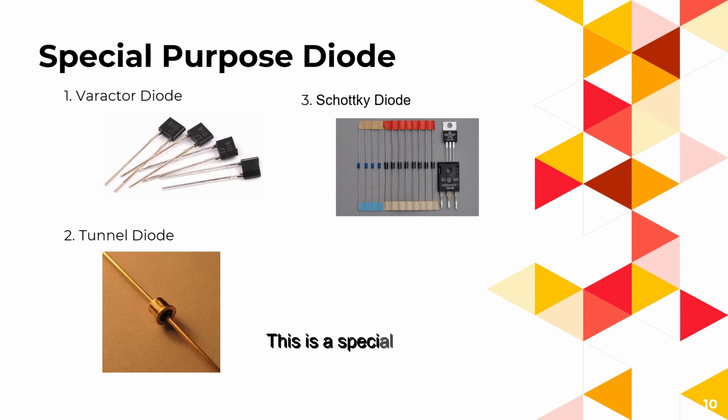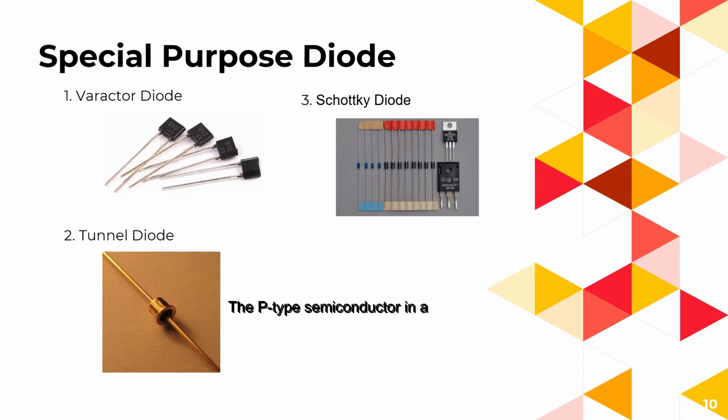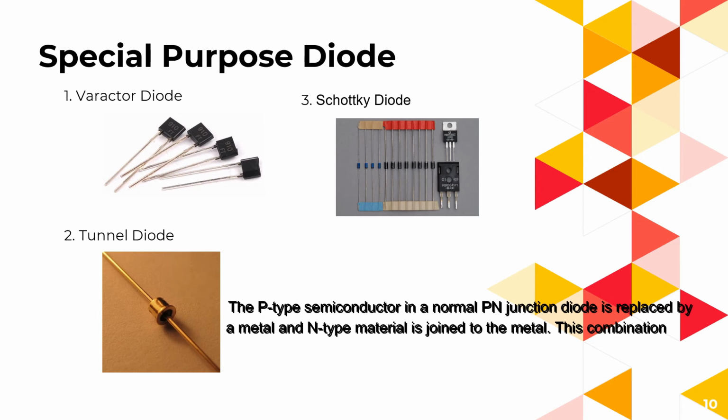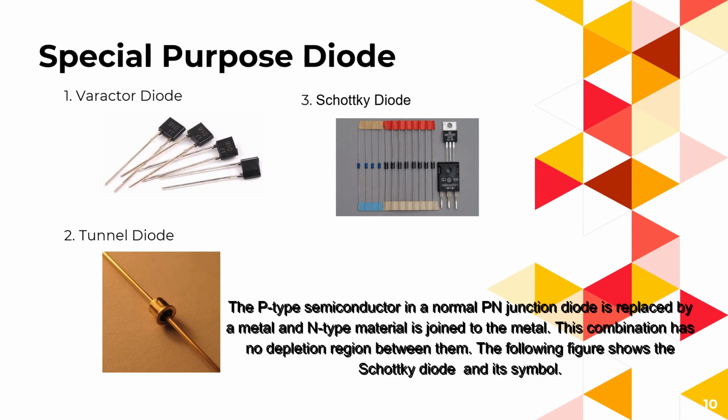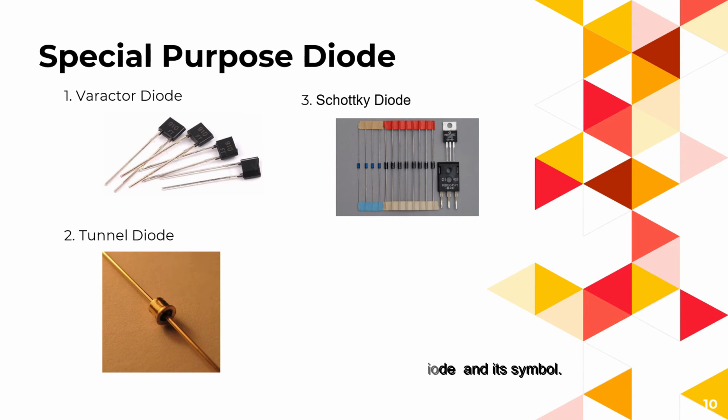Schottky diode. This is a special type of diode in which a p-n junction is replaced by a metal semiconductor junction. The p-type semiconductor in a normal p-n junction diode is replaced by a metal, and an n-type material is joined to the metal. This combination has no depletion region between them. The following figure shows the Schottky diode and its symbol.